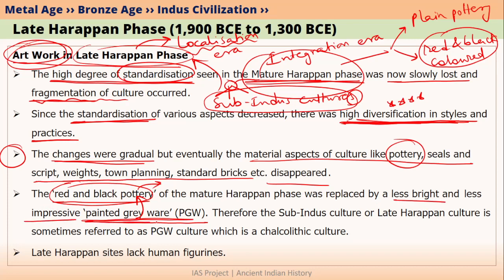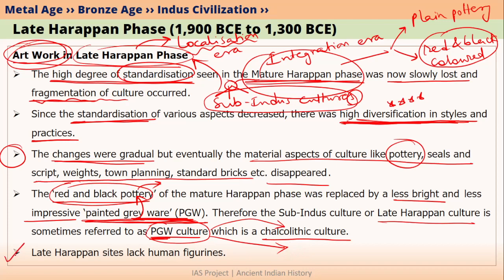So many villages in the late Harappan phase were making painted greyware pottery. That is why we can call the late Harappan phase culture PGW culture also. PGW simply means painted greyware. Since the late Harappan phase was basically a rural Chalcolithic culture, PGW culture is also nothing but a rural Chalcolithic culture. We will talk more about PGW culture when we talk about Chalcolithic culture in India.